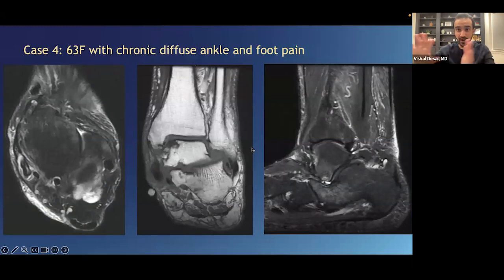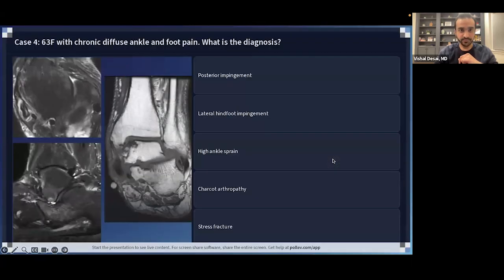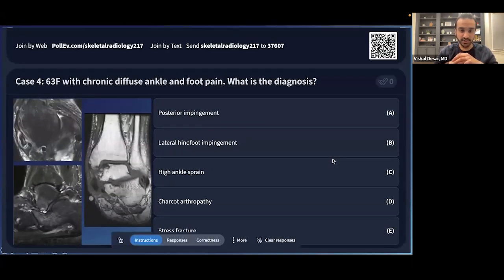So we're going to switch gears away from ankle sprains and move on to something else. So get your phones or devices ready. Case number 4, this is a 63-year-old female with chronic diffuse ankle and foot pain. I will highlight the important areas to focus on. This guy here and this region here. So what is the diagnosis? Is this posterior impingement, lateral hindfoot impingement, a high ankle sprain, Charcot arthropathy, or a stress fracture?